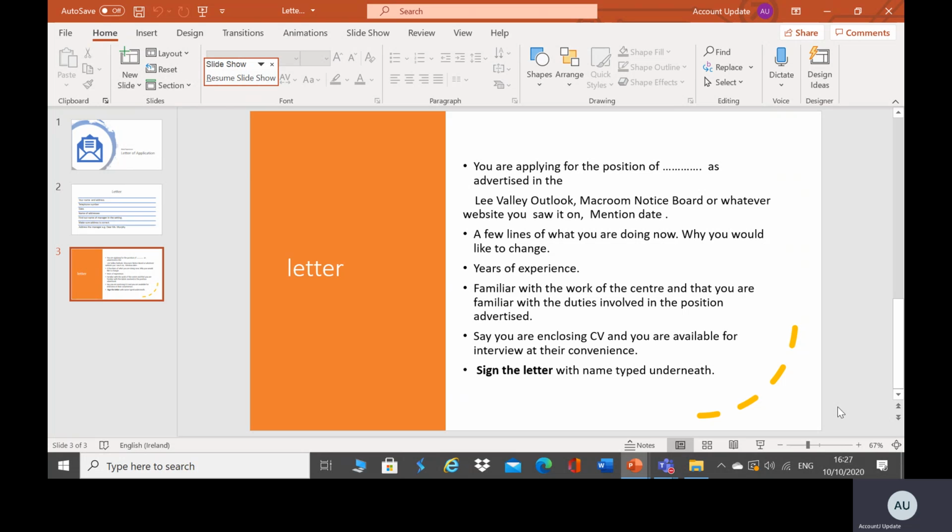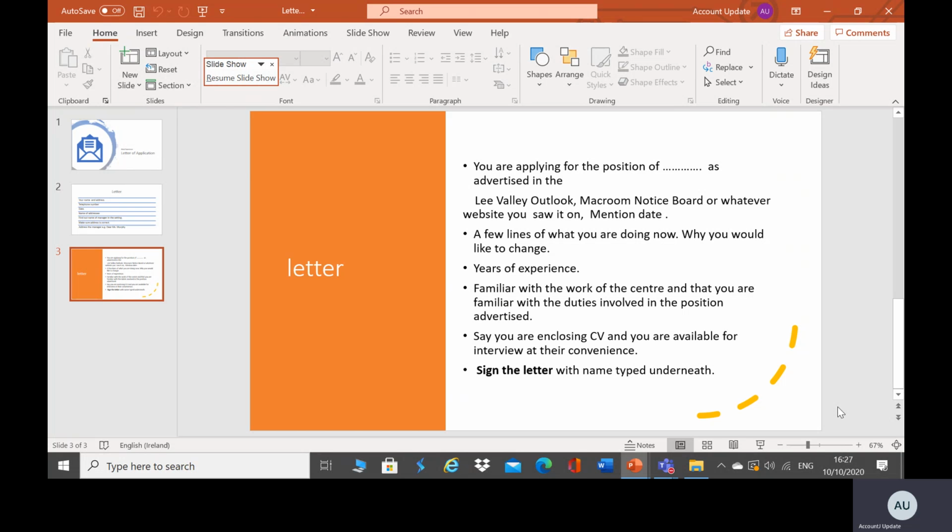You will say what you're applying for. I'm applying for the position of room leader, or an SNA, whatever you're applying for, and say where you saw it advertised and mention the date. I'm applying for the position of room leader as advertised in the Lee Valley Outlook, or wherever you saw it, on the 1st of October 2020. Then you will just say a few things. At the moment, I'm employed in such and such a place, and I now want to advance in my career, but the position for advancement is not available in the centre I'm in now. And for that reason, I would like to change.